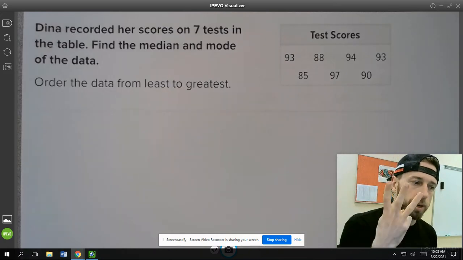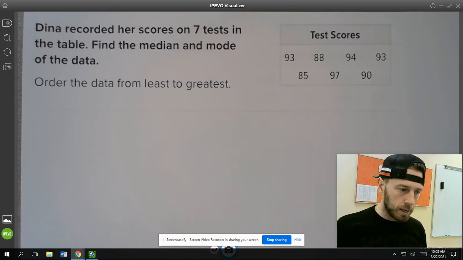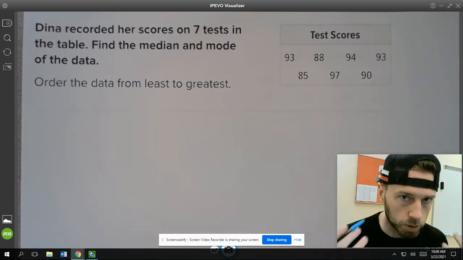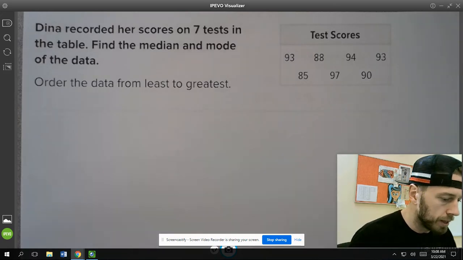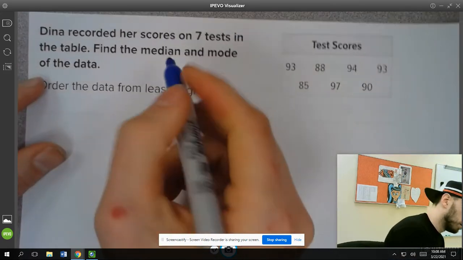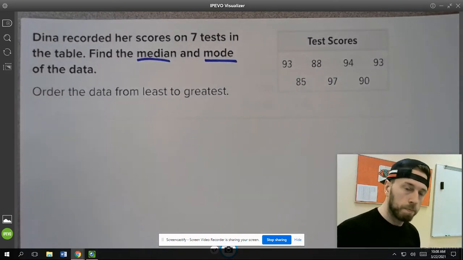There's only three measures of central tendency: mean, median, and mode. Yesterday, we learned about mean and how to find it. It basically just means average. Today, we're going to talk about median and mode. And these are your two vocab words right there: median and mode.